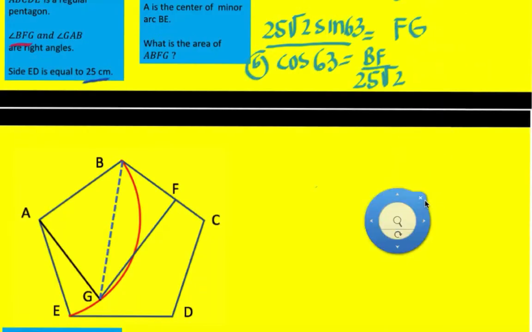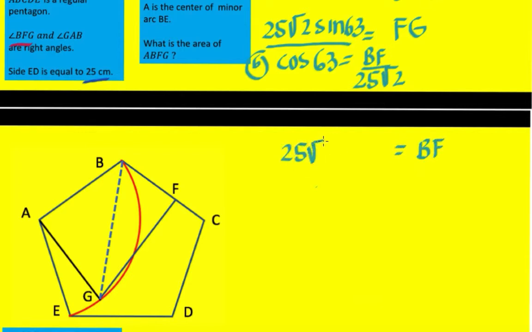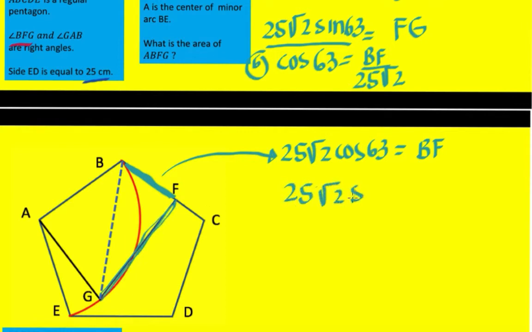Now, let's continue our solution here. Solving now for BF. BF is equal to 25 square root of 2 times cosine of 63. So we know the length of BF to be this value. And the length of FG, we computed earlier to be equal to 25 square root of 2 sine of 63. That is the value of side FG.